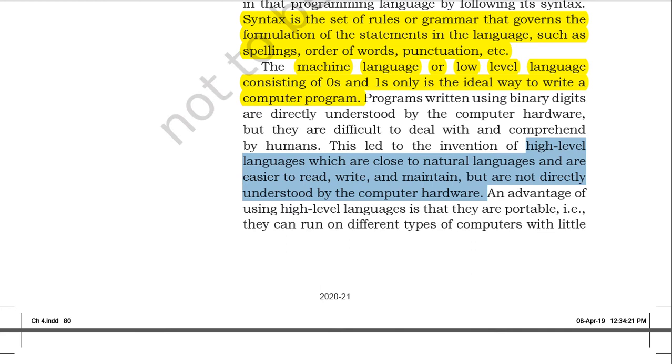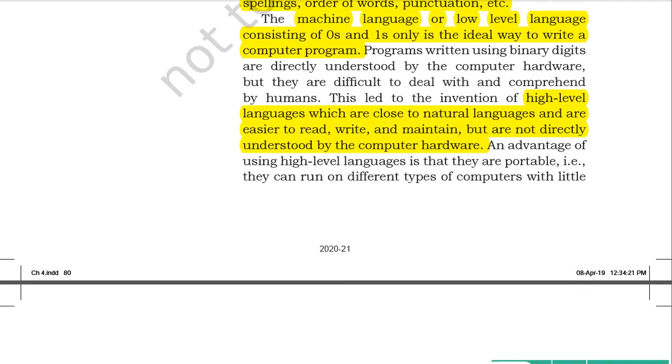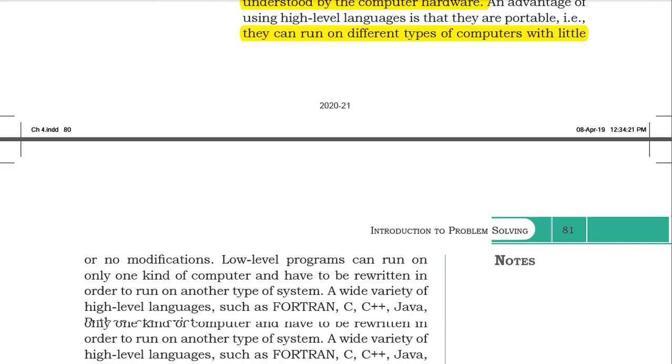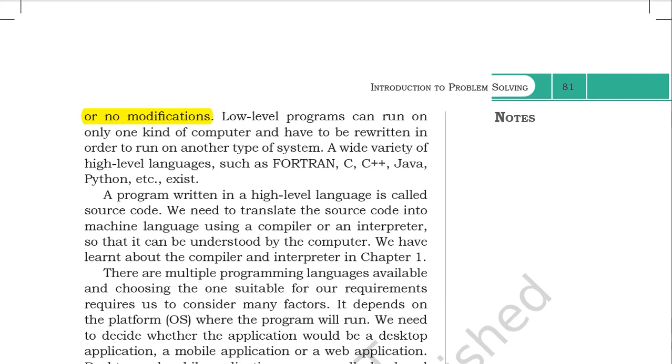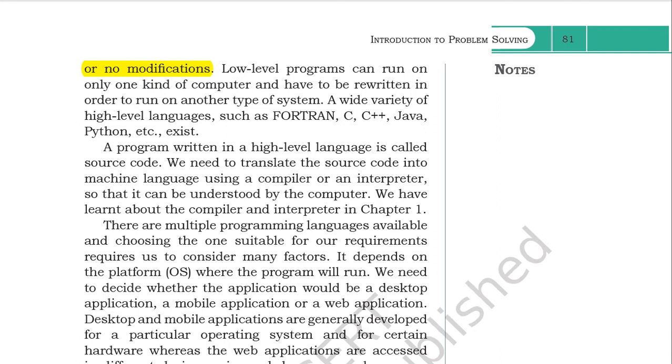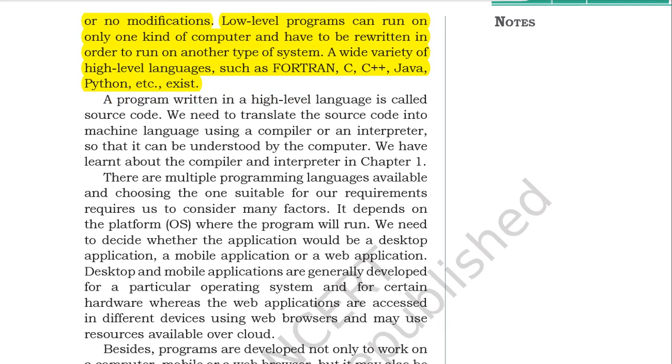An advantage of using high level languages is that they are portable, that is, they can run on different types of computers with little or no modification. This is the main thing. Low level programs can run on only one kind of computer and have to be rewritten in order to run on another type of system. A wide variety of high level languages such as Fortran, C, C++, Java, Python, etc. exist.